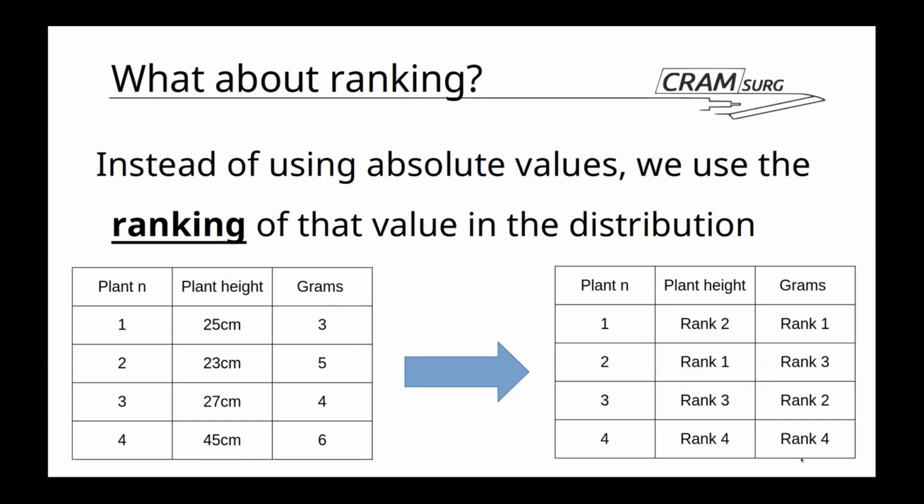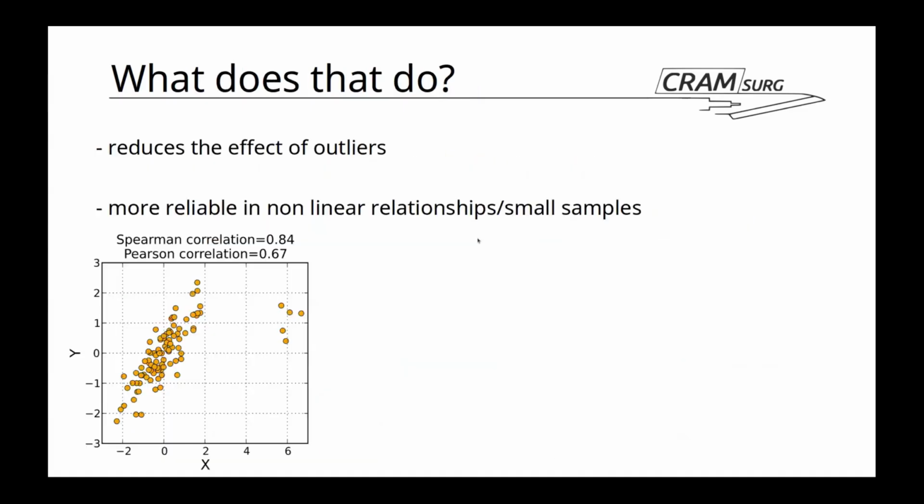And then you rank the grams equally. And this is what ranking means. And then you can see that rank number 2 corresponds to rank number 1, rank number 1 to number 3, and so on. That does have quite a significant impact in the way correlation calculations work, because it does reduce the effect of outliers. So if you look at this chart here on the left, there's obviously a bunch of points, and they seem to correlate towards a relatively well-established positive correlation.